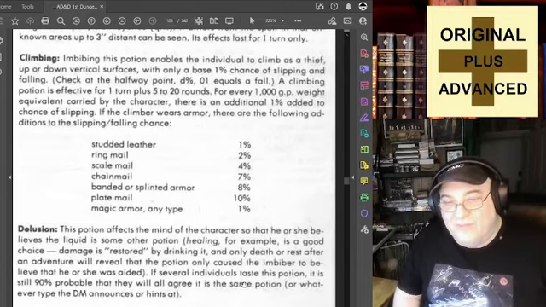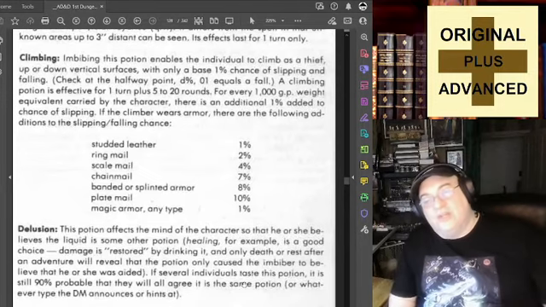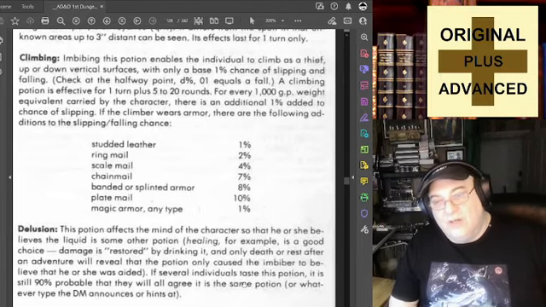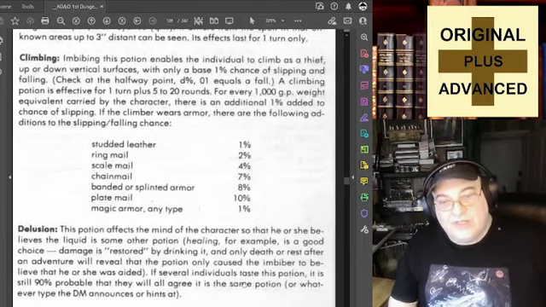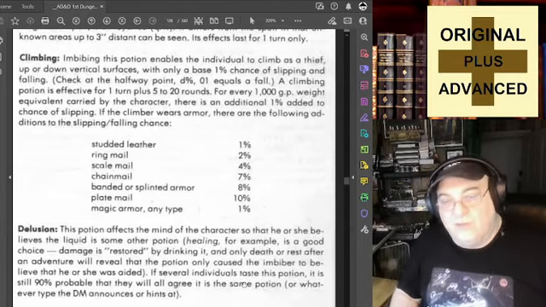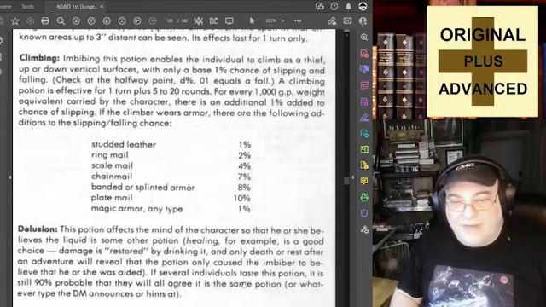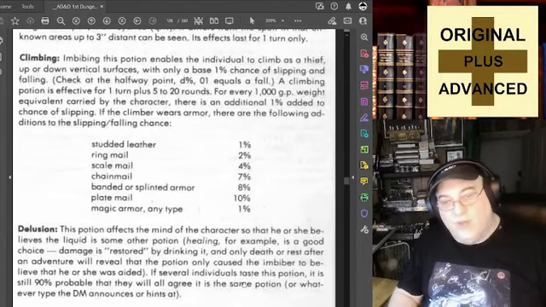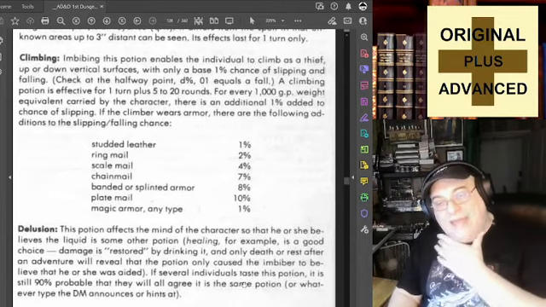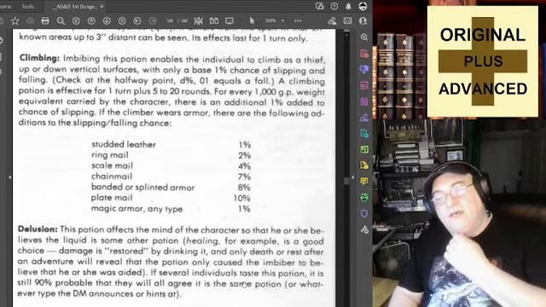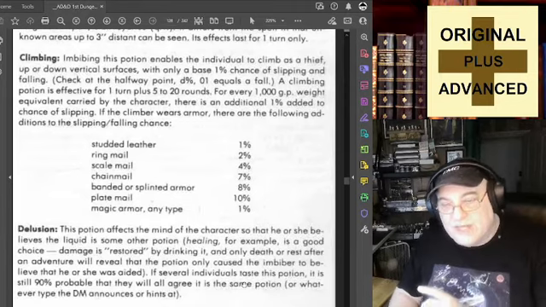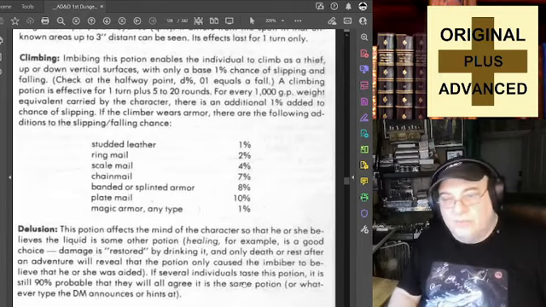If the climber wears armor, there is an additional 1% added to the chance of slipping. There are the following additions to slipping, falling chance, and this is because of the restricted movement that armor provides. Studded leather, an additional 1%. Ring mail, 2%. Scale mail, 4%. Chain mail, 7%. Banded or splinted armor, 8%. Plate mail, 10%. Magic armor of any type is only 1% additional to the original 1% above.